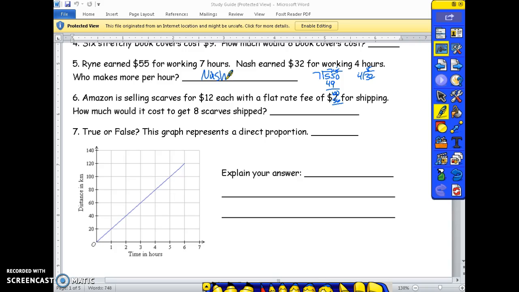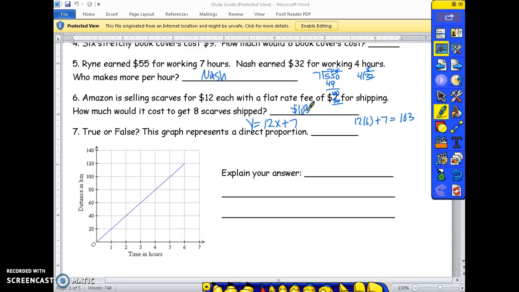Amazon is selling scarves $12 each with a flat rate of $7. So that's y equals $12 for each scarf plus $7 that you only pay one time whenever you ship it. 12 times 8 is 96 plus 7 is 103. So they pay $103.